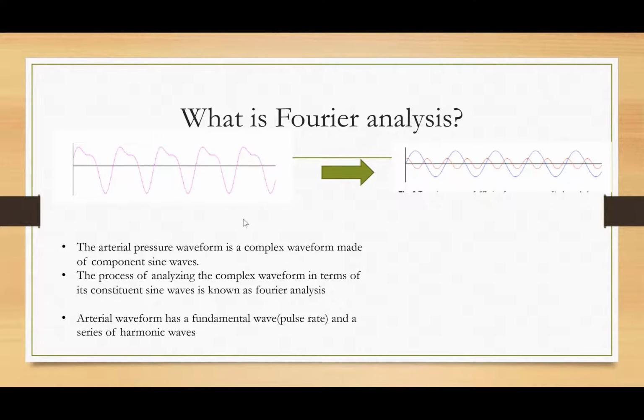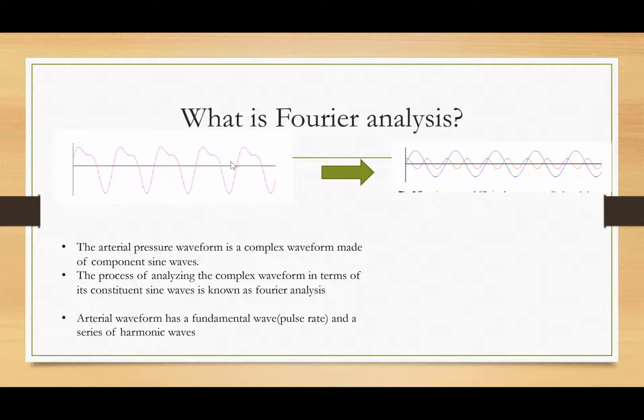So we know that in the first diagram it is the arterial pulse waveform. Usually the arterial pulse waveform will be like this. In Fourier analysis, we can consider this complex waveform as a combination of different sine waves. So this complex waveform is broken down into its constituent sine waves, and it will have a fundamental frequency and harmonic frequencies.